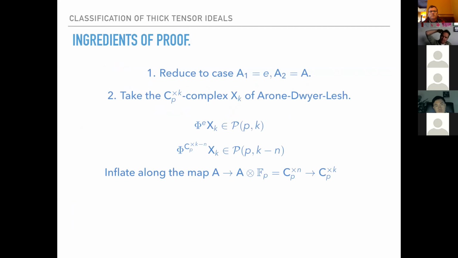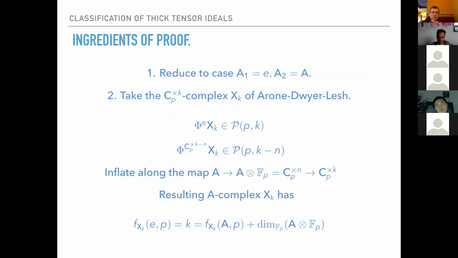Okay, once you have such a thing, then you can take a map to A tensor F_p, and then take any map into CP^(k), and you can inflate. This gives me an A complex. And if I look at its dimension function, it's where the inequality we have is strict. So it's an inequality. So this shows one of the bounds we need to show.